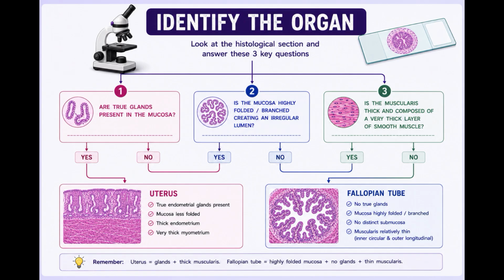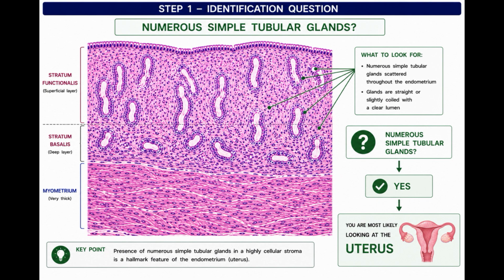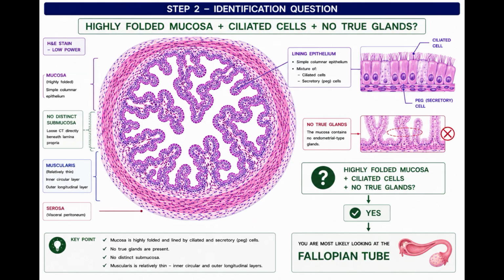A simple way to differentiate these 2 organs under the microscope is to ask yourself 3 questions. First, do you see numerous simple tubular glands? If yes, you are most likely looking at the uterus. Second, do you see a highly folded mucosa lined by ciliated and secretory cells without true glands? If yes, it is the fallopian tube.